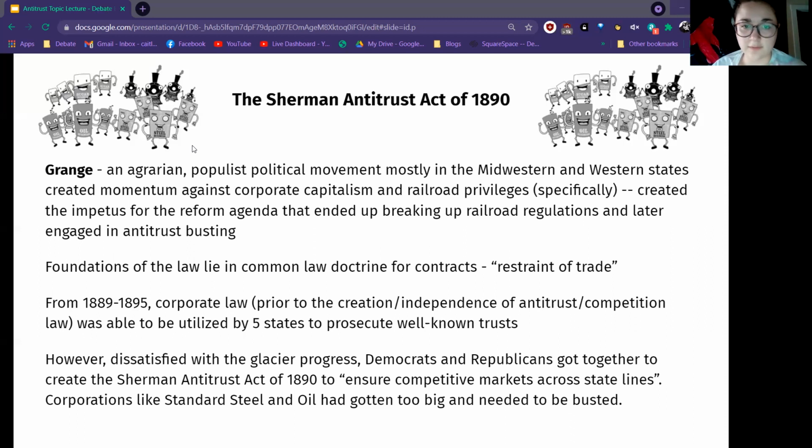The second was the foundations of the Sherman Law, which lie in a common law doctrine for contracts, the idea of restraint of trade, which is focused on coercion, i.e. actions or agreements that impact the freedom of certain parties to act through covenants created by businesses. So covenants are arranged agreements where you have to meet the terms of them before you do business.